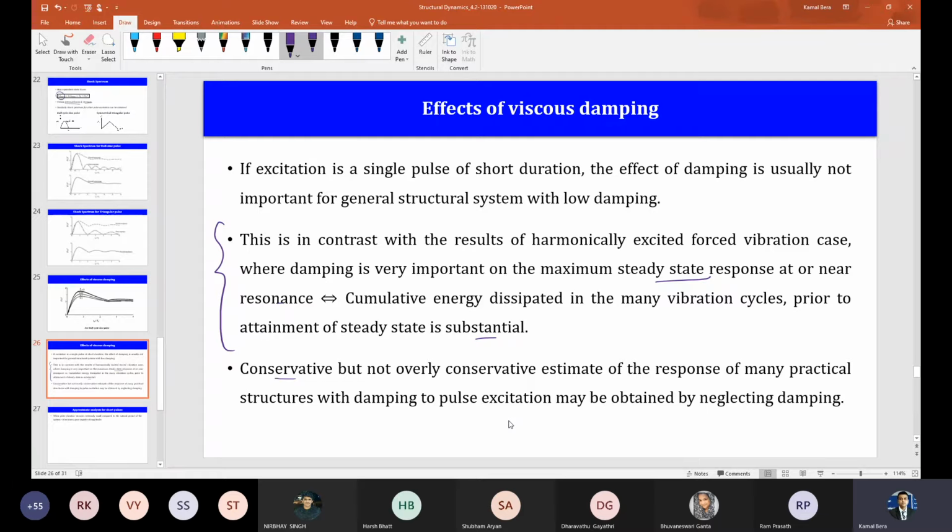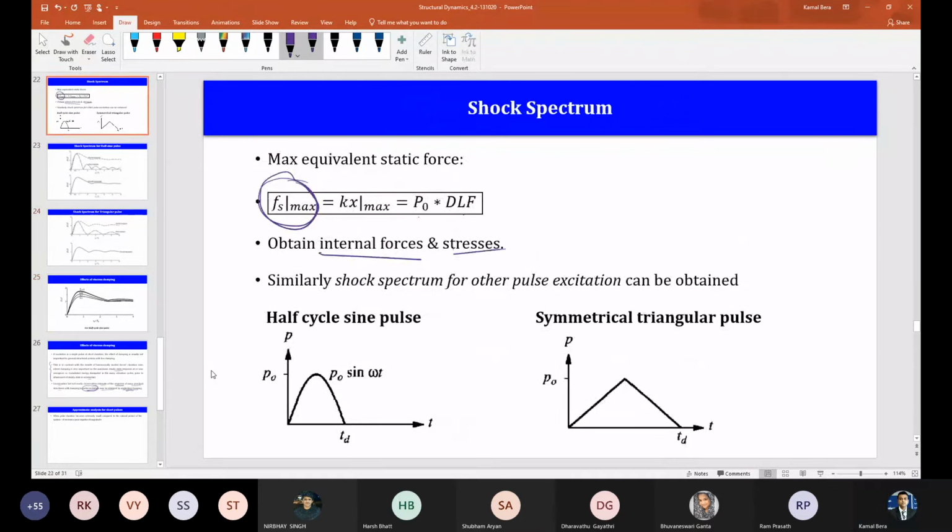Obviously in practical structures there is damping, so what we are ignoring is not actually correct. But it is saying that it's a conservative but not overly conservative estimate. So that you can do for pulse excitation: the response may be obtained by neglecting the damping. You can get a conservative but not overly conservative estimate of the response for many practical structures by neglecting the damping, although they have damping. For what excitation? Pulse excitation. Now I will ask one thing.